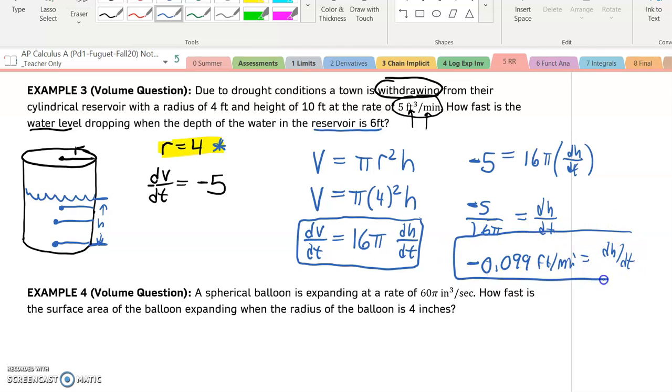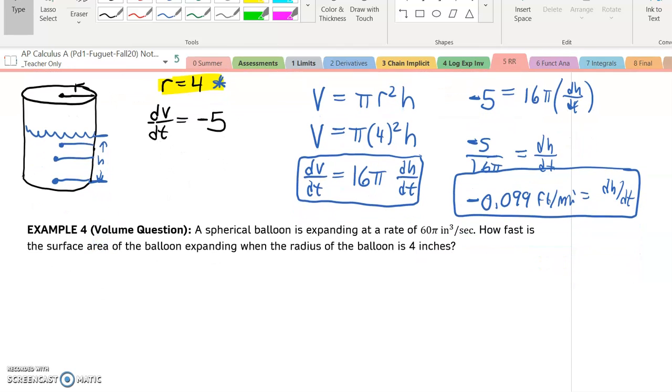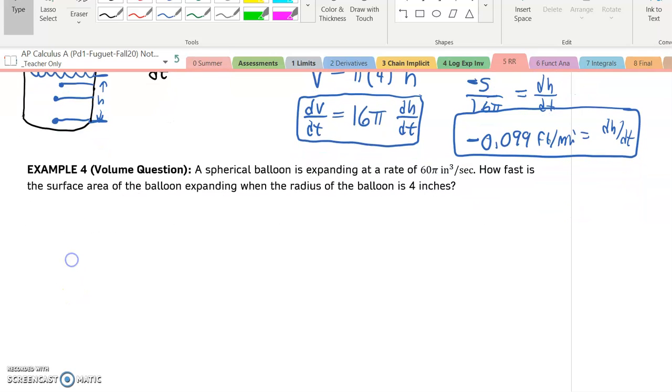If they were to ask you to analyze this question and create some kind of analysis for this, I would say that the water level is dropping at a rate of 0.099 feet per minute. Keep in mind that the negative is referring to direction, right? So the water level height is dropping, and that kind of makes sense. If the volume is dropping, so will the height of the water. It will drop there, okay?